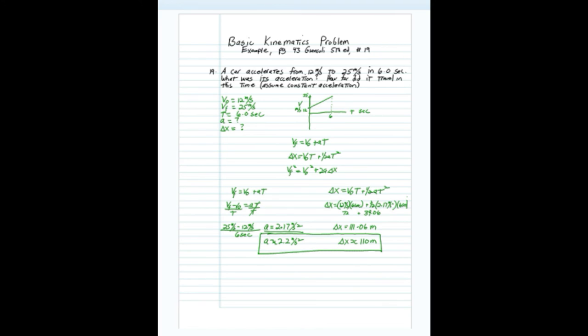So going through the process: read the problem carefully, look for what you're trying to find, make a sketch of V versus T, then set up your equations, and once you have the variable solved for, plug in the numbers you need to solve the problem.